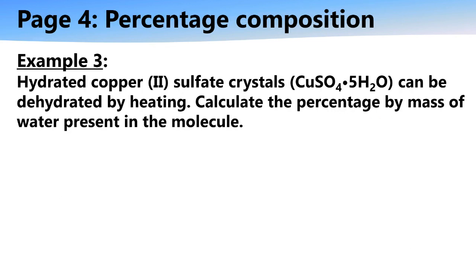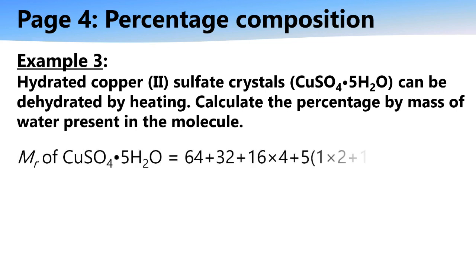Example 3. Hydrated copper 2 sulfate crystals, CuSO4.5H2O, can be dehydrated by heating. Calculate the percentage by mass of water present in the molecule. This is similar. We are just finding out, of this entire hydrated copper 2 sulfate crystals, what is the percentage of water inside. Once again, the entire thing, the MR, if you calculate it out, is 250.